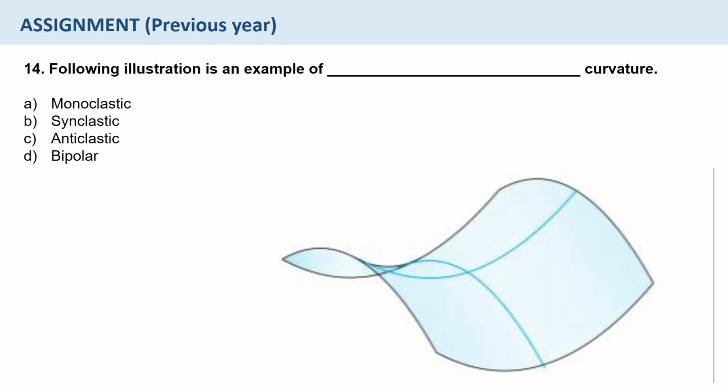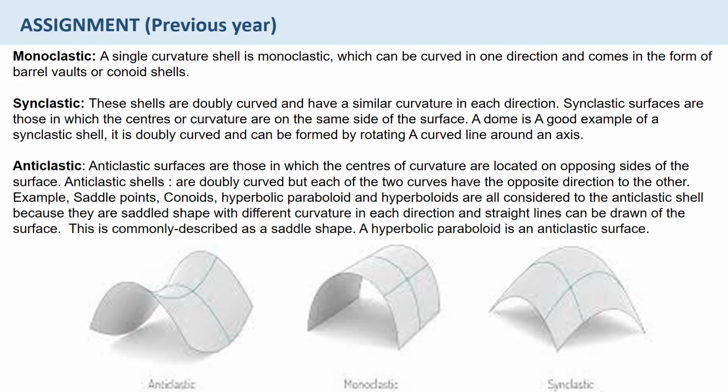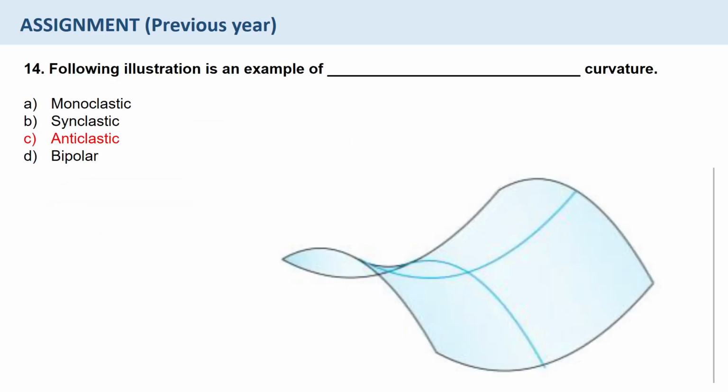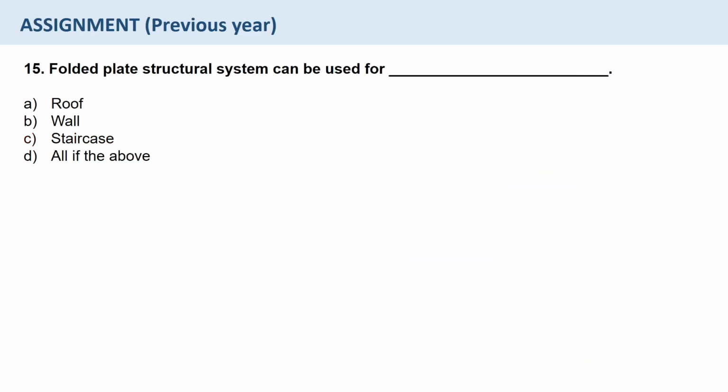Then question 14. Following illustration is an example of monoclastic, synclastic, anticlastic or bipolar. So I explained in the previous question, monoclastic means one curvature, single curvature. Synclastic means double curvature, but the direction or the center of the curvature is in the same direction. And anticlastic means double curvature, but the center of the curvature is in opposite direction. So this is how monoclastic, synclastic, and anticlastic look like. So this is anticlastic shape.